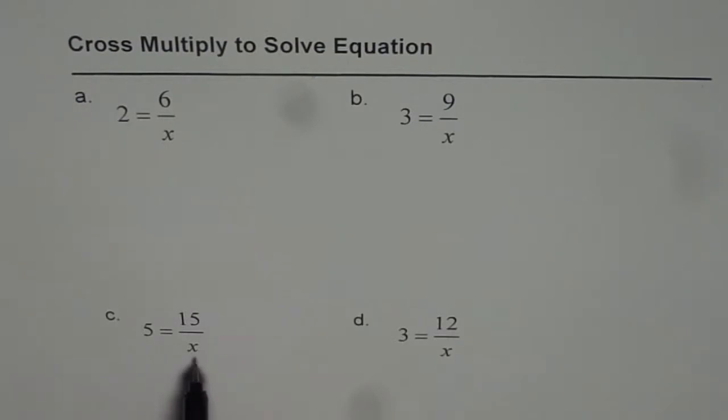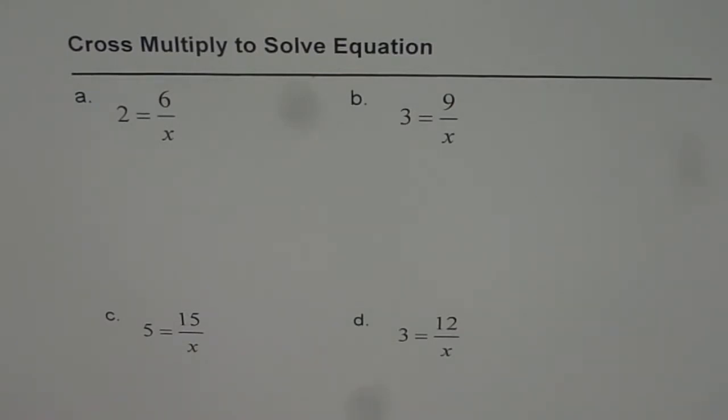When we say solve, we really mean find the value of the variable. Here the variable is x. We need to find a value of x which will make the left side equal to the right side. 5 equals 15 over x. Well, x could be 3, right? 15 divided by 3 is 5, so that is the answer.